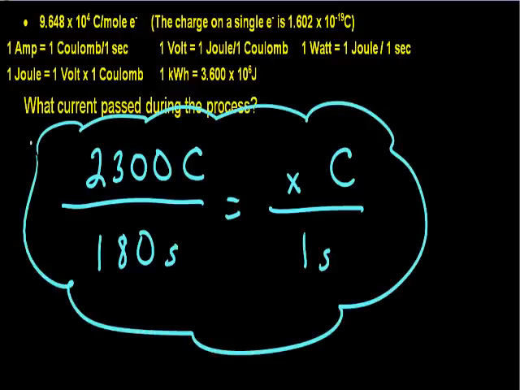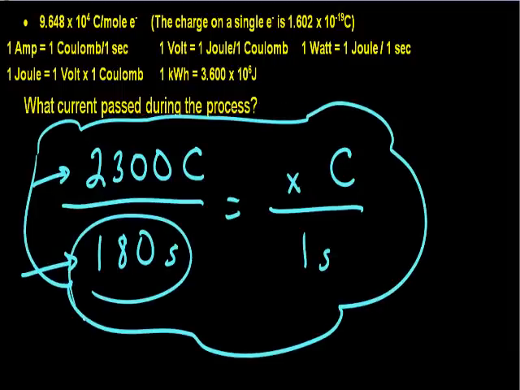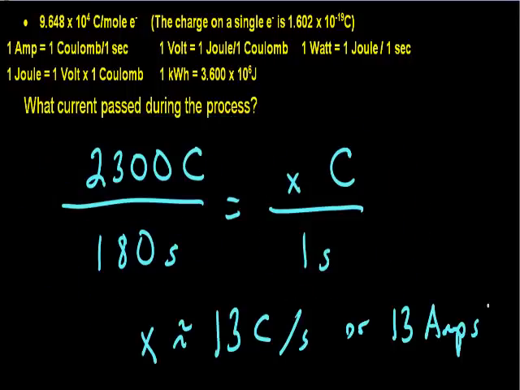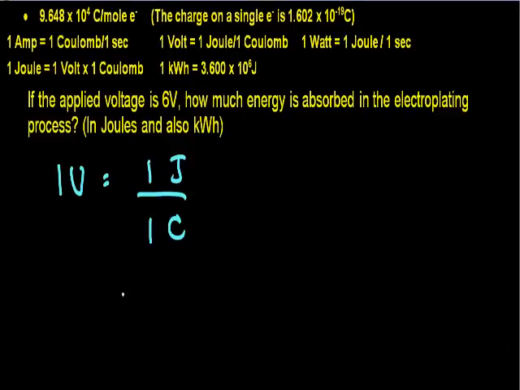We can use a proportion to solve. We know from the first part of the problem that we had 2,300 coulombs of charge transferred, and the time we were provided is it took 180 seconds for that charge to be transferred. So if we have 2,300 coulombs being transferred in 180 seconds, we'd have X coulombs being transferred in 1 second. The number of coulombs per 1 second would give us our amperage or our current. Solving for X gives us roughly 13 coulombs per second, or we'd have a current of 13 amps in this situation during the deposition of our solid zinc.